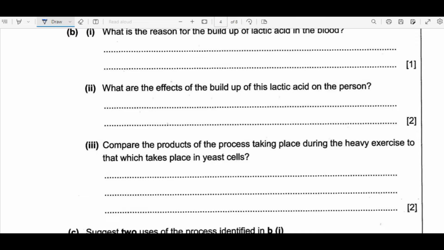Now anaerobic respiration is not like aerobic respiration, because under anaerobic respiration we have lactic acid. Not only that, the amount of energy produced by anaerobic respiration is small. Now the answer for Roman number 1 is just anaerobic respiration. So what is the reason for the build-up? It's because of anaerobic respiration.